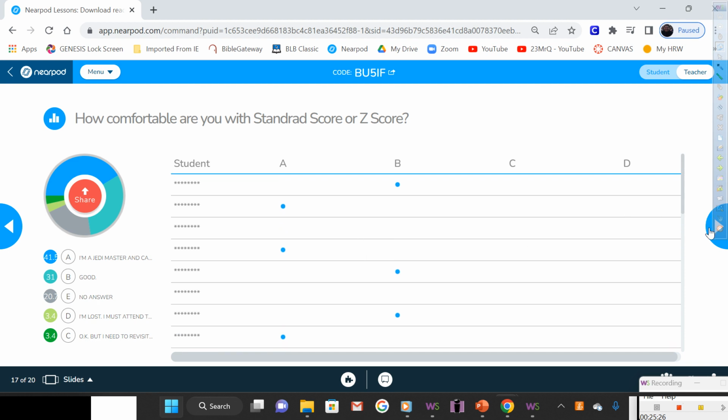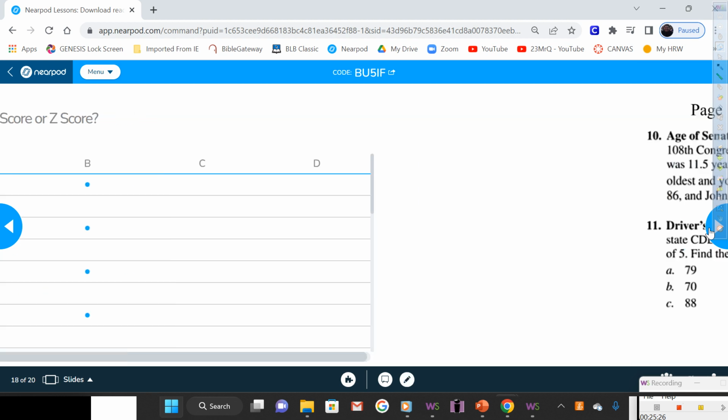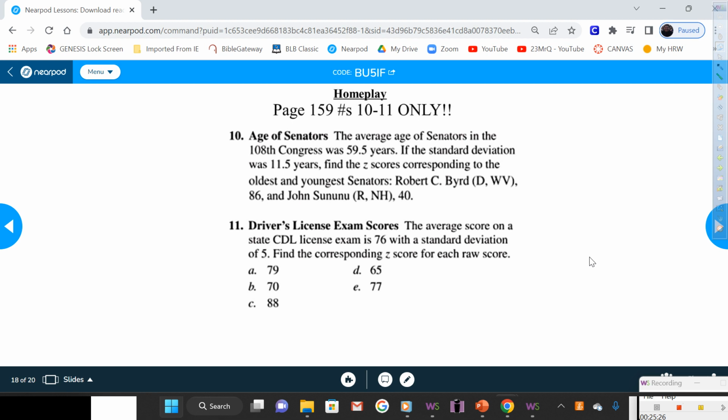All right, so we still have about 6 minutes left. So here's the homework. It's only 2 problems. You get started right now. And from there you can log out once you copy that or take a picture, whatever you need to do.